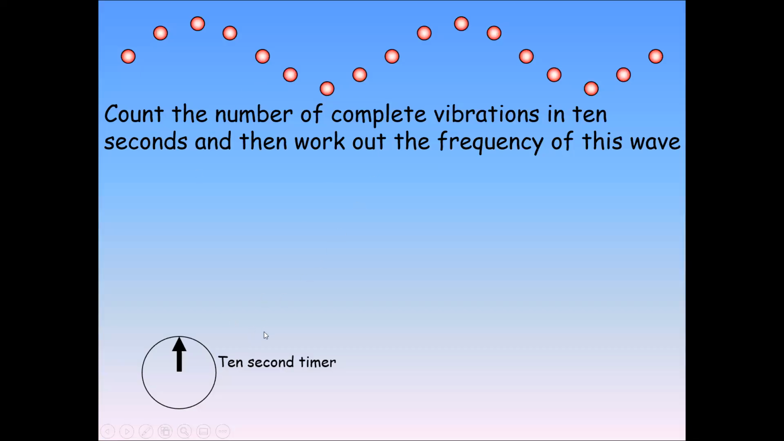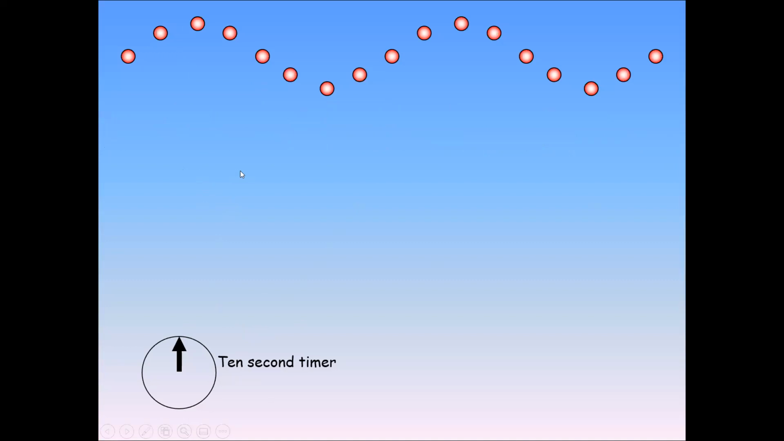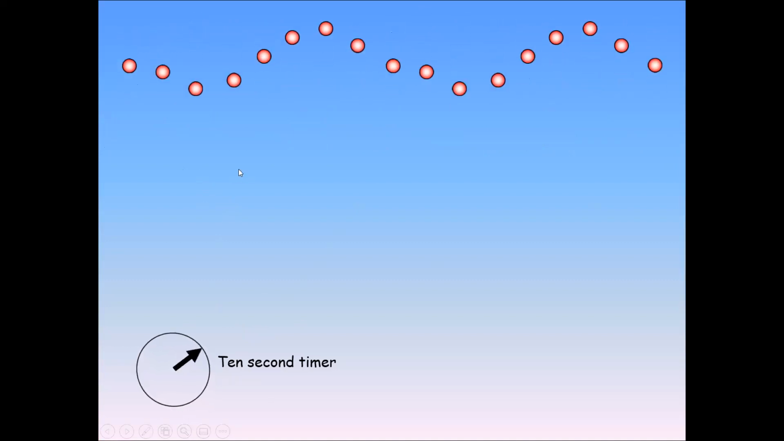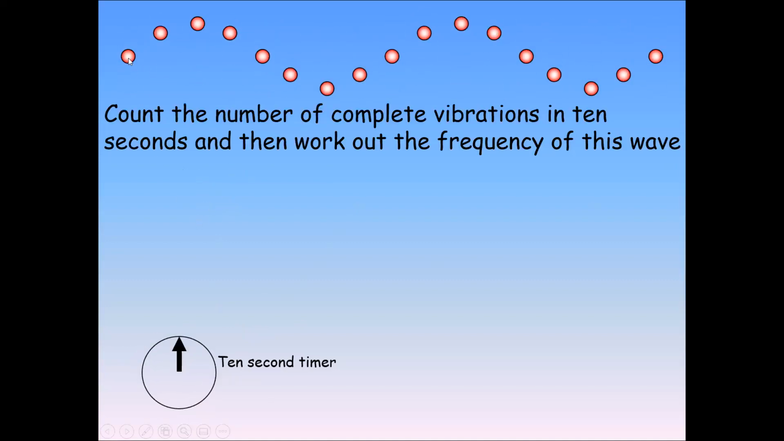Now, the term frequency means how many vibrations are there in 1 second. So you have a 10-second timer. As you can see in the figure, a 10-second timer is there. So when I click, the particles will vibrate. So how many vibrations for these particles? One complete vibration means, if it is going down, then it will go up and return back to the same place. That is called one complete vibration.